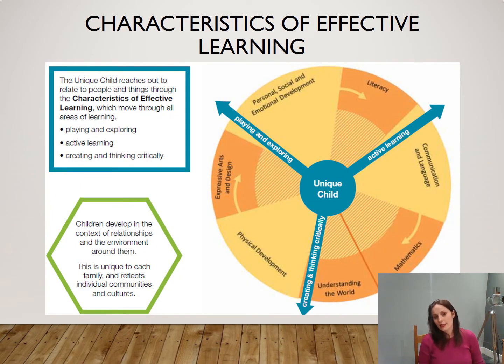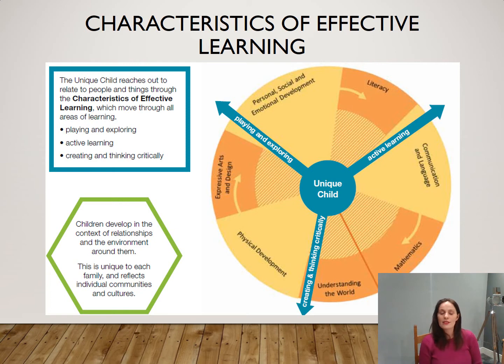Incorporated into this would be the characteristics of effective learning. So basically, the unique child reaches out to relate to people and things through the characteristics of effective learning, which move through the areas of learning. It's like a wheel, which is why we've got the wheel. So you've got playing and exploring, active learning, creating and thinking critically.